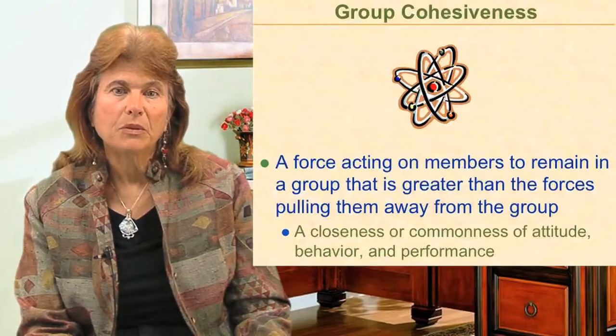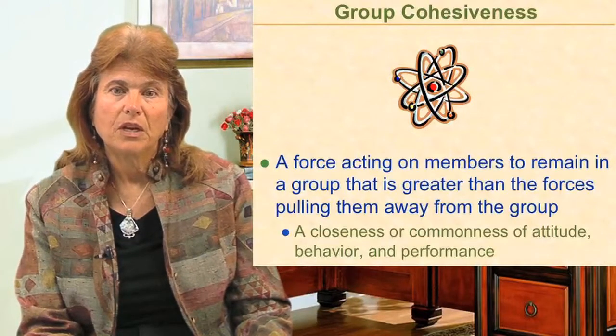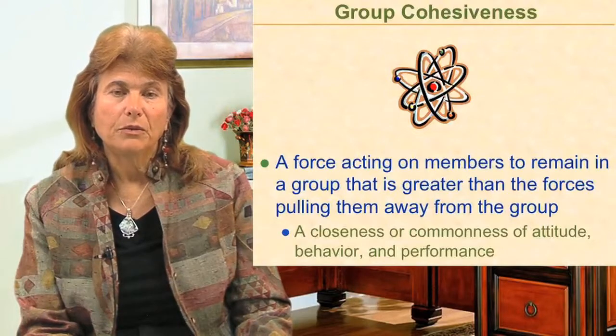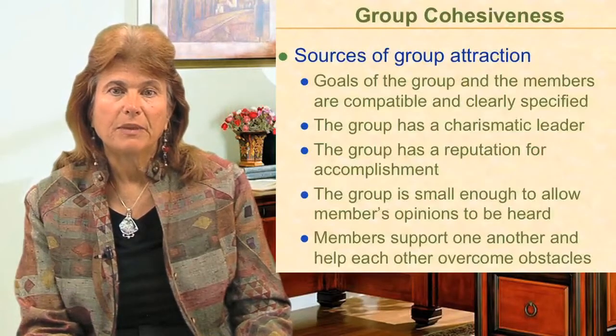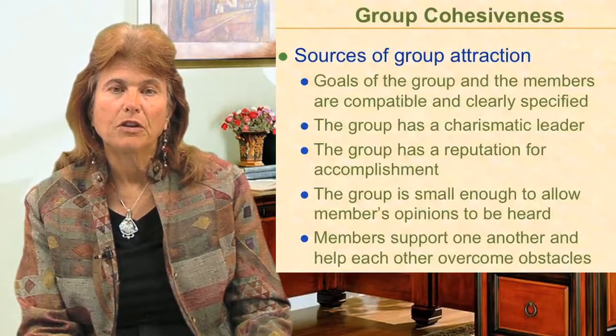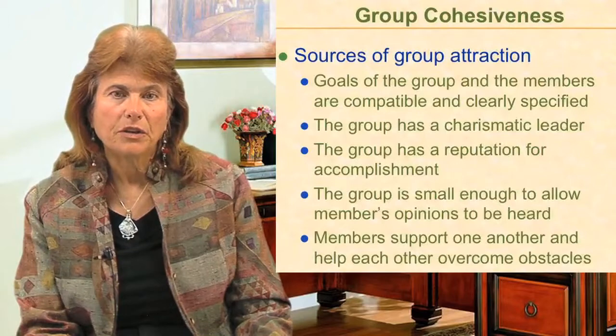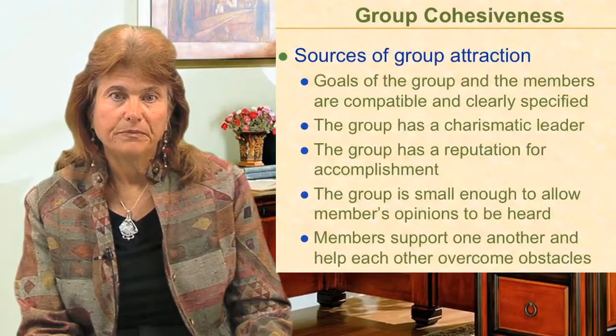When we look at group cohesiveness, we look at what is keeping people involved in that group. What's the force that's pulling them towards the group or away from the group? The closeness or commonness that people have in being involved in that group. Group cohesion is based on group attraction. You might have a very charismatic leader, they might have a reputation, it might be small enough to allow for individual members to feel heard. It might be a support group where they help overcome obstacles. There might be a strong degree of compatibility among all of them.